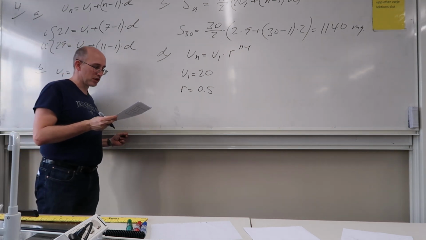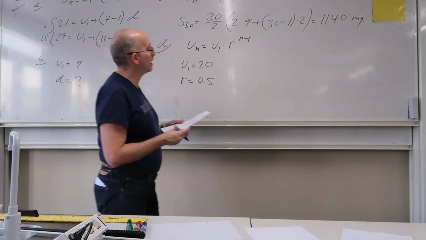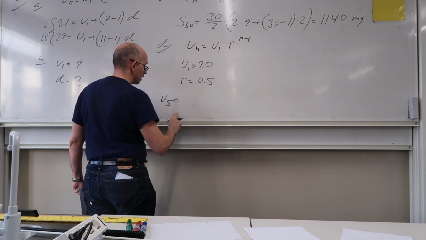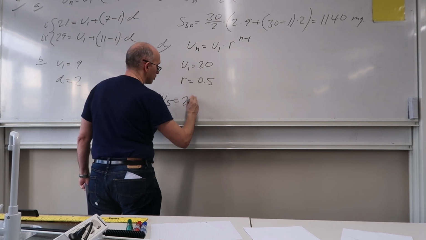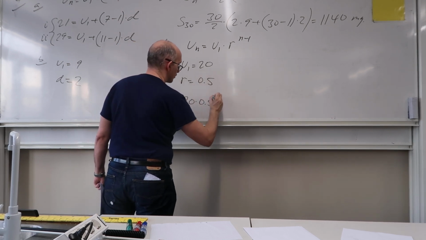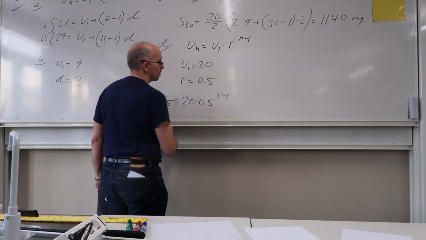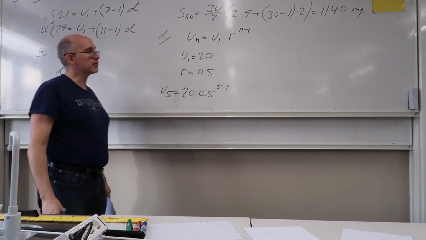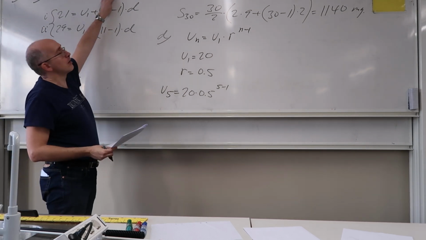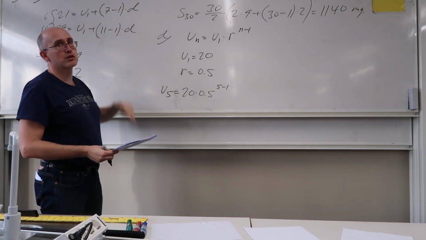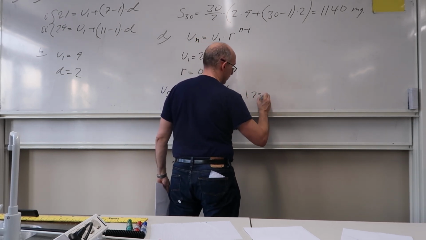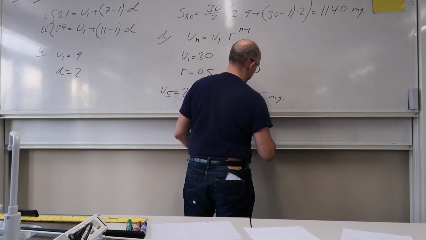Find the amount of antibiotic that TED receives on the 5th day. So we're going to find U5. So it is 20 times 0.5 to the power of 5 minus 1. Minus 1 because we don't have a change the first day. Same thing here, right? We don't add a difference to the first term. So this becomes 1.25 milligrams. Okay?